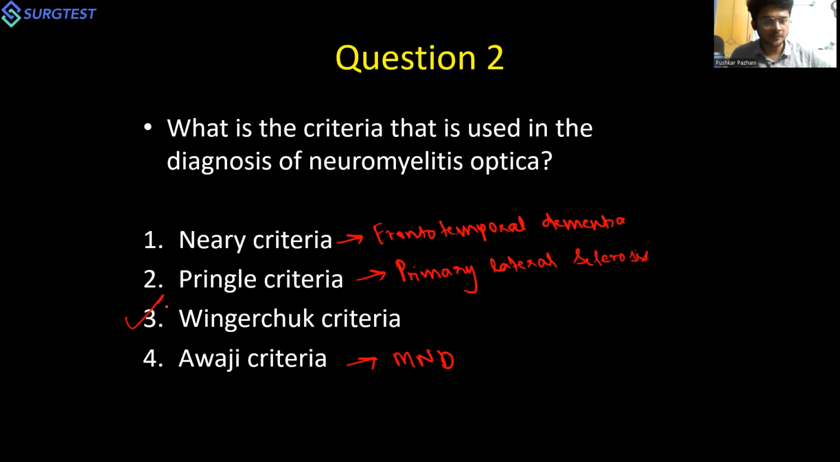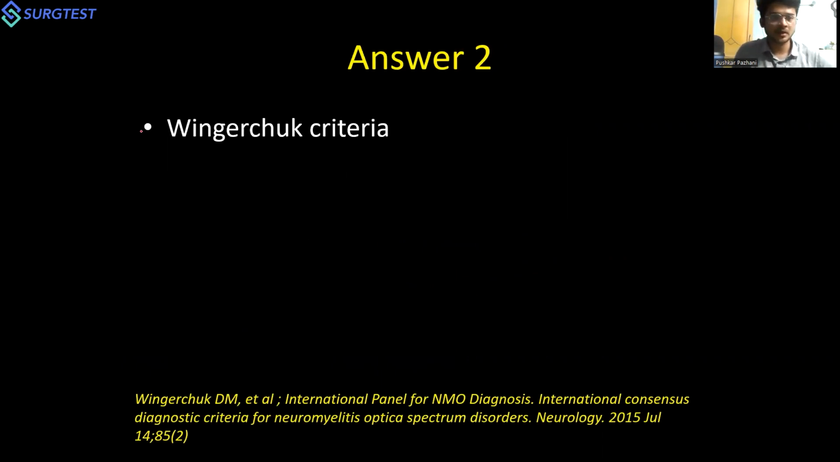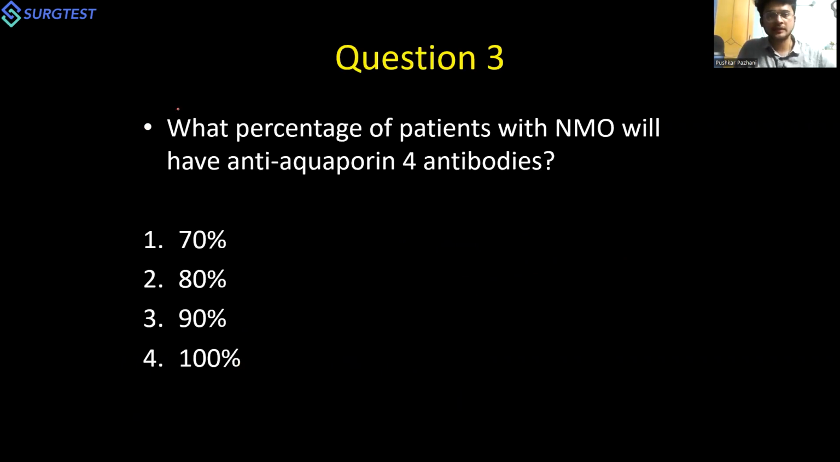But don't forget the important one in this class, Wingerchuk criteria for neuromyelitis optica. Most of you have got it right. That's great. Let's go to question number 3. What percentage of patients with NMO will have anti-Aquaporin 4 positivity? The reason I put up this MCQ is that this is a change from the earlier edition. The earlier edition had a different answer and the latest edition of Harrison has a different answer. And it's good that they've updated it.